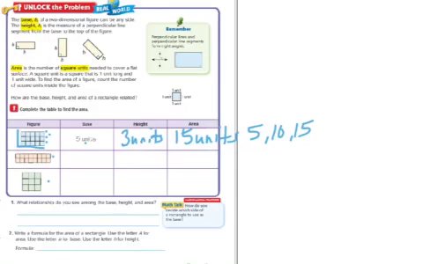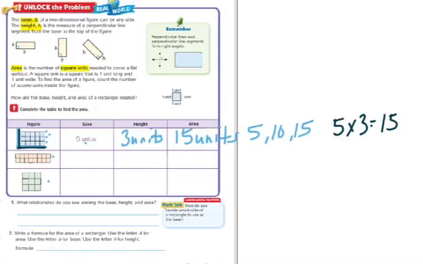Or there's another way for me to find our area. I know that our base is 5 units and that our height is 3 units. So in order for me to figure out how many squares are inside that, I could also do this: 5 times 3. I'm multiplying our base times our height. Let's take a look at our next problem.